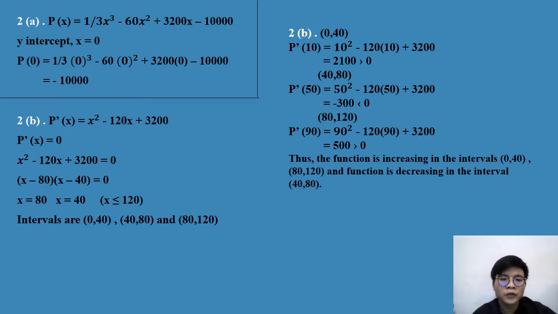From question 2a, we want to find the y-intercept. If you want to find the y-intercept, you need to put x equal to 0. When we substitute x equal to 0 into the profit function, we get the answer negative 10,000.